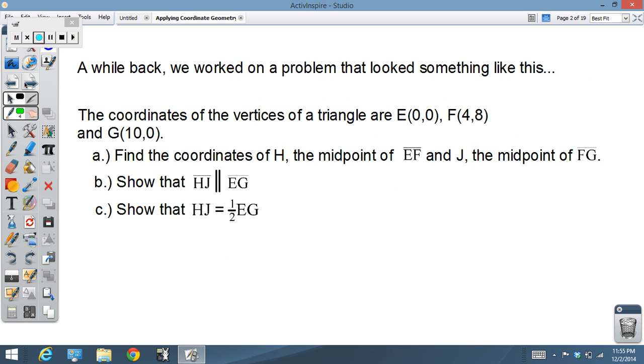So, remember a while back we worked on a problem that looked like this. We were basically trying to prove the triangle midsegment theorem, and I gave some of you the problem that said look at vertices of a triangle and then prove that the midsegment is parallel to the base, and also that the length of the midsegment is 1/2 the length of the base.